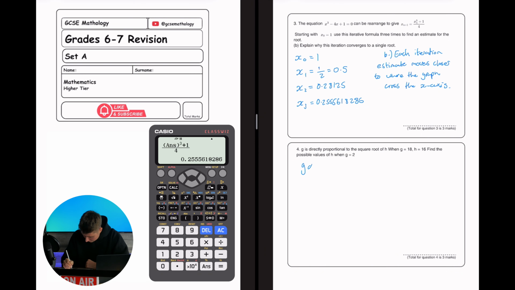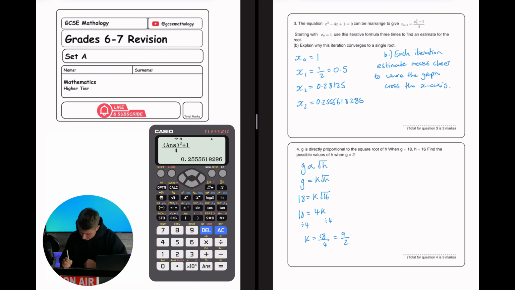So g is directly proportional to the square root of h. To write this as an equation, we replace the proportionality sign with an equal sign, and we add a constant of proportionality, which is k. So g is equal to 18, and this is equal to k root 16. So 18 is equal to the square root of 16, which is 4k. Then if we divide both sides of the equation by 4, k is equal to 18 over 4, which is 9 over 2. So k is equal to 4.5.